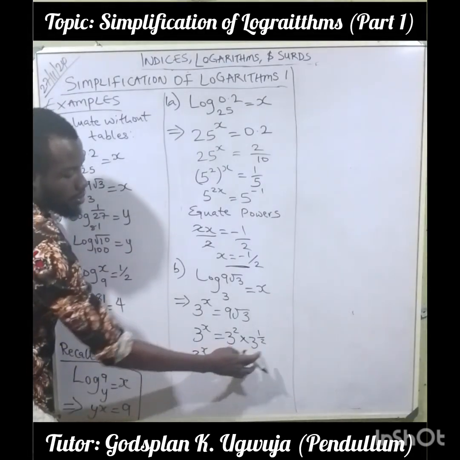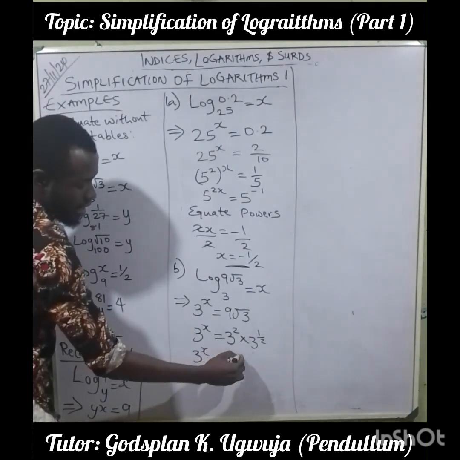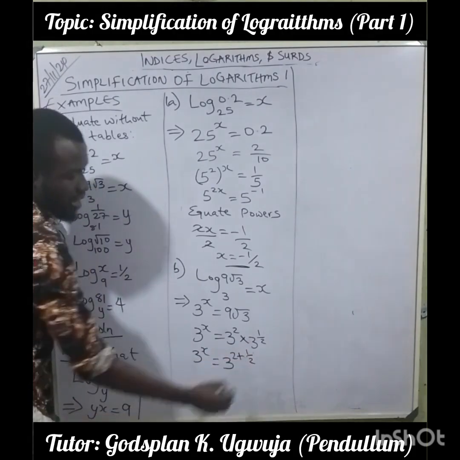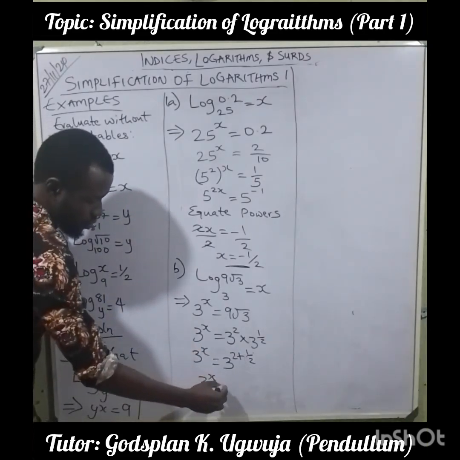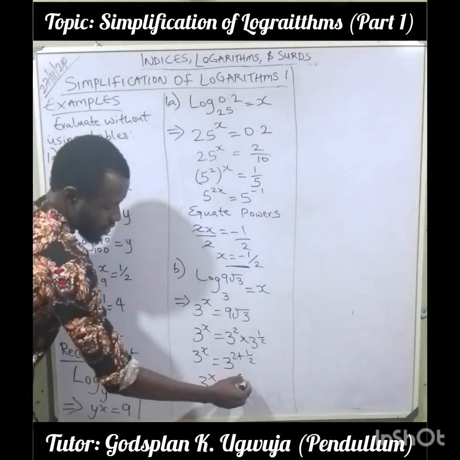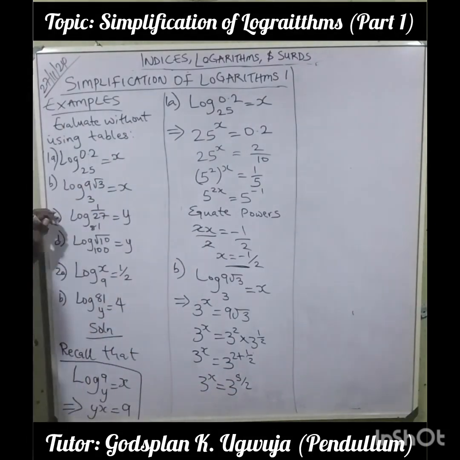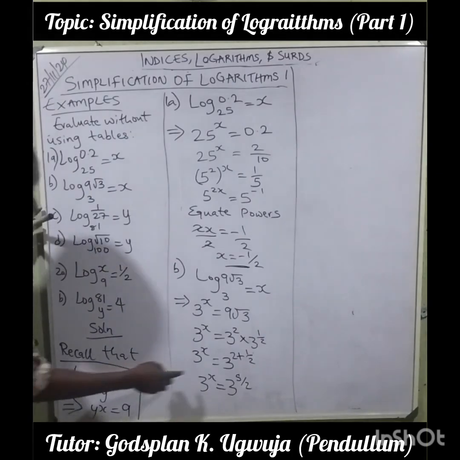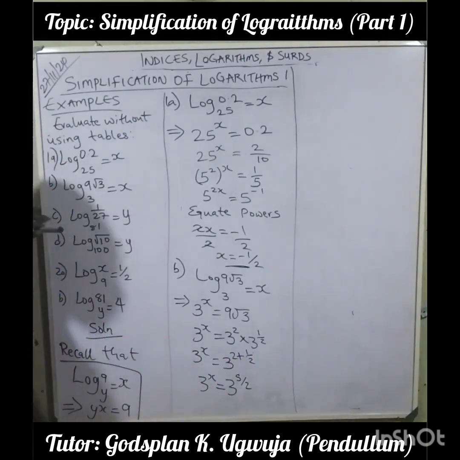Now, remember, multiplication law under indices, because they have the same base, I take one of the base and then I add their powers. So 2 plus half. I add their powers. 3 raised to power x will be equal to 3 raised to power 2 plus half. Now 2 plus half is 5 over 2. I don't think I need to start explaining how we got that. You should be able to add fractions. 5 over 2 came from adding 2 plus 1 over 2. Alright, 2 plus 0.5, that's 2.5.